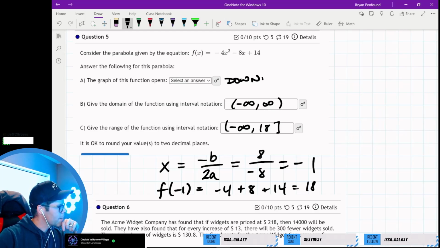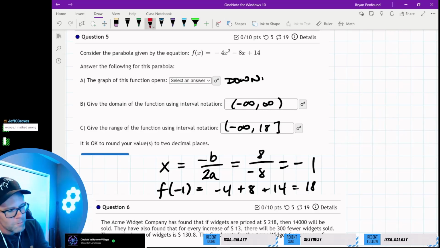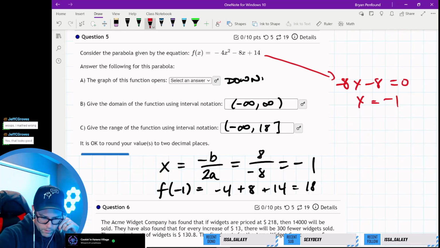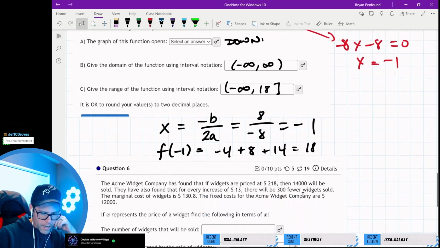How does that look? Are you happy with that, Jeff? Oops, I mathed wrong. It happens. Yeah, if we take the derivative, what do we get? We get -8x minus 8. Set that equal to 0, so we should get x is equal to -1. Yeah, and then we just sub -1 in, so we should get... Oh, I see. Yeah, I see where you got your 22. We just forgot to subtract the 4. That should be good, though. I think 18 works.